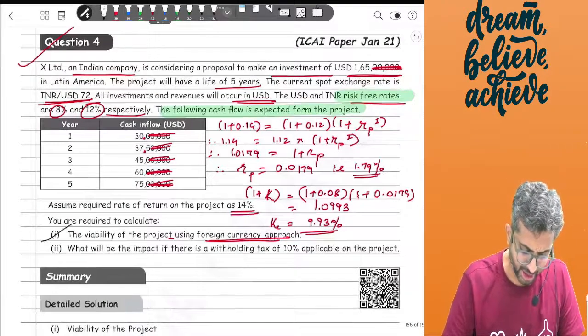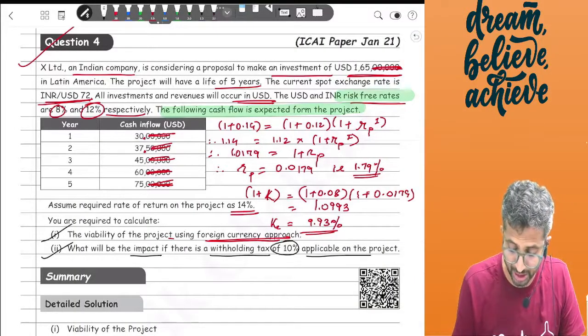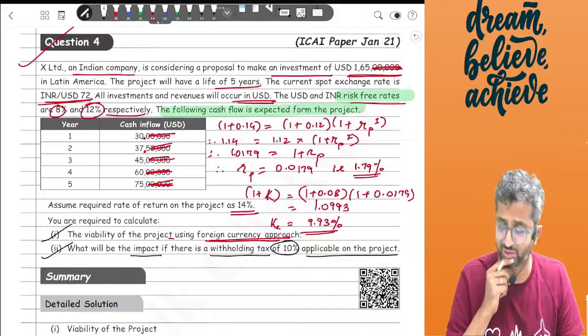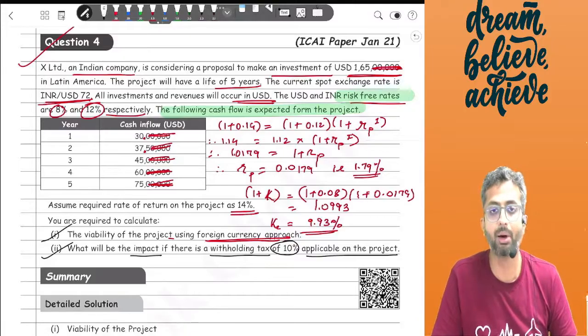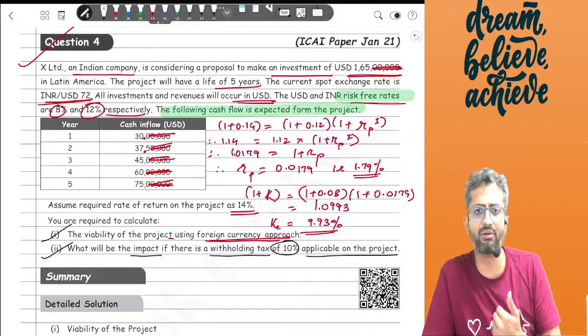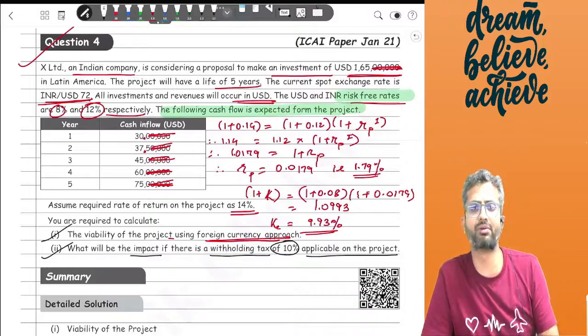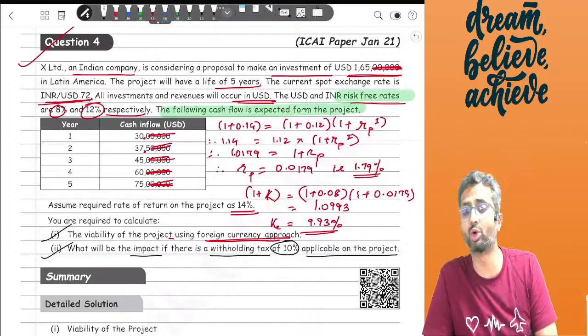Further, the second part says, what would be the impact if there's a withholding tax of 10% applicable on the project? Now, if there's a withholding tax of 10%, which means I will have to invest the entire 165 lakhs. But when I get, let us say 30, again I will have withholding; 37.5, I will have withholding; 45, I will have withholding, and so on. I will have withholding everywhere.